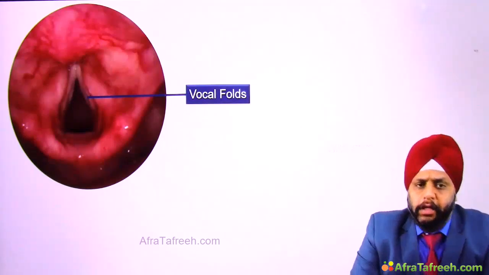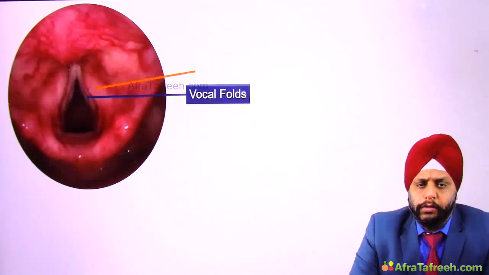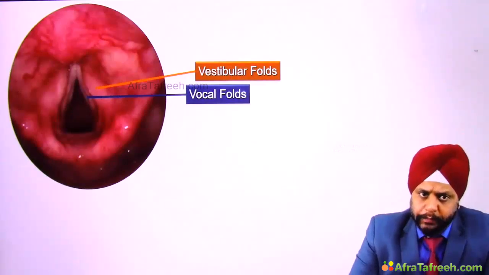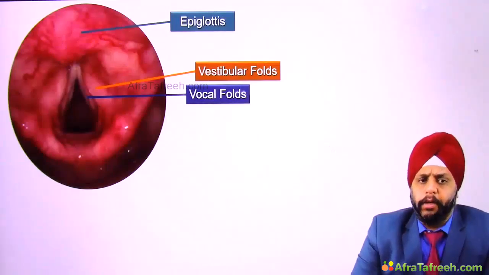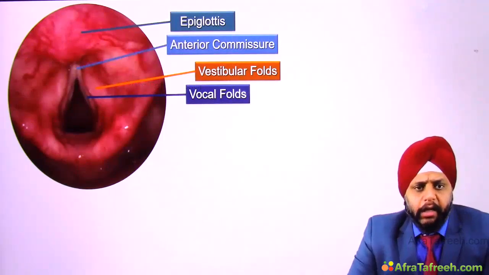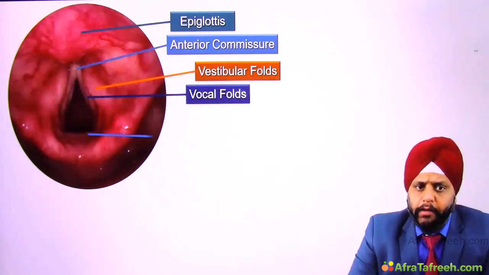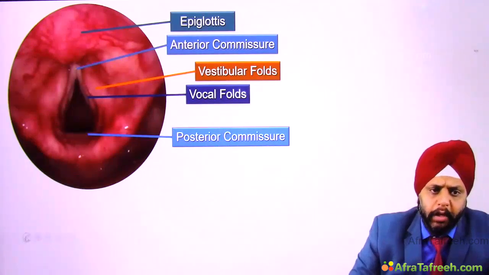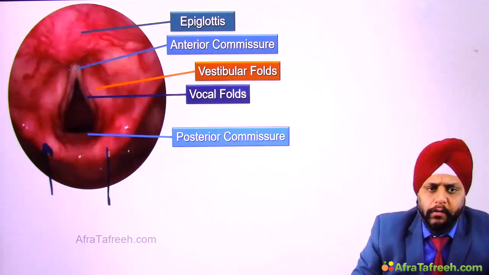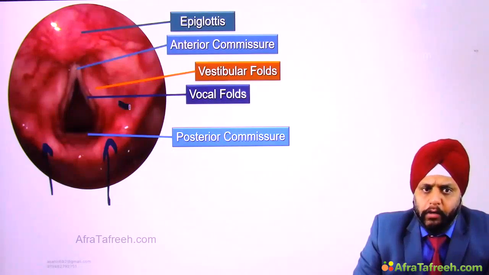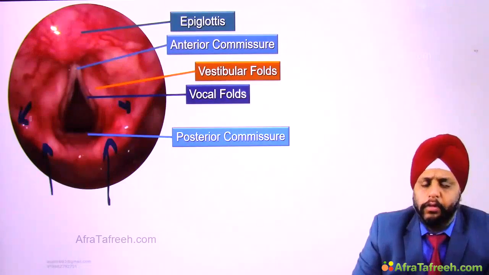Okay, as we can see, these are the vocal folds, and they are covered on the two sides by the vestibular folds, one on each side of the vocal folds. Then anteriorly we have the epiglottis. Now where the two vocal folds meet anteriorly is known as the anterior commissure, and where they meet posteriorly is known as the posterior commissure. What else can we see over here? This is your arytenoid cartilage, right? And from the epiglottis to the arytenoid cartilage, we have the AE fold, remember?